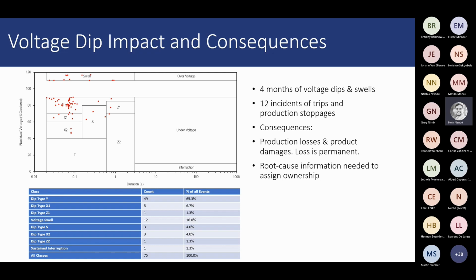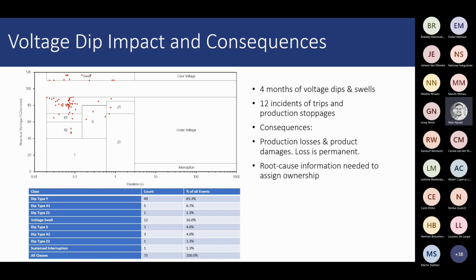Okay, this is for a specific client, a specific site. I'm not going to mention the name, but this was data captured over a 4-month period. Voltage dips and swells. You can see the events plotted on the scatter plot. You can see there were 49 Y dips, 5 X1 dips, 1 Z1, and so on. So you'll be able to get a good percentage of the number of events. As I said earlier, Y dips are the most common. There are also 12 voltage swells.